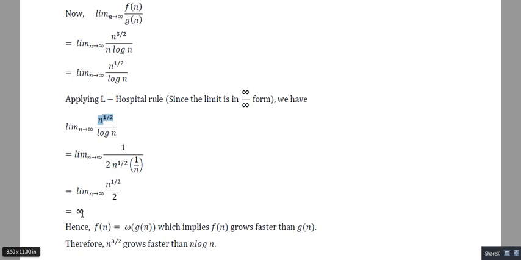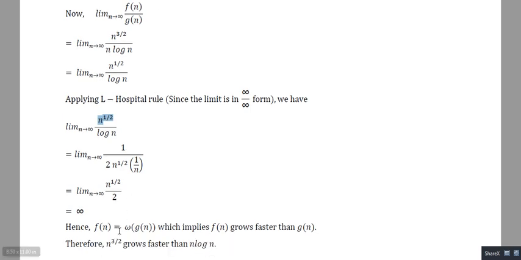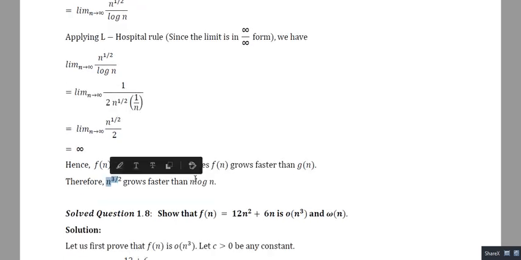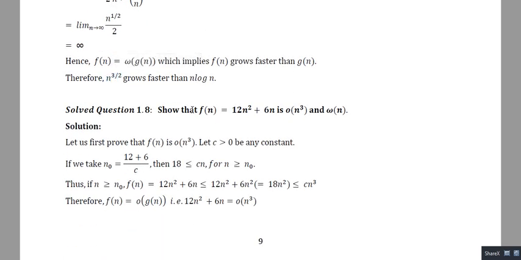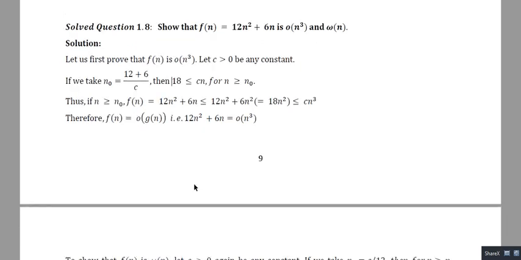So the value is infinite, which means we can say f(n) is little omega of g(n). Little omega gives us the asymptotic lower bound. It means f(n) is greater than g(n). So we can say n power 3 by 2 grows faster than n log n. Similarly you can prove all of these. It is a very simple question: you just apply that limit formula, or you can use the trivial method by choosing a suitable value of c and n0.